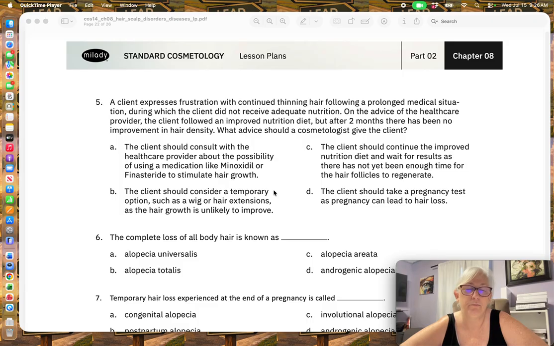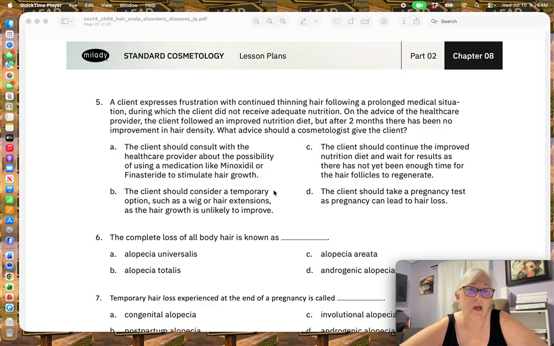Milady's very big on this. So A, the client should consult the healthcare provider about the possibility of using a medication like minoxidil or blah, blah, blah. B, the client should consider a temporary option such as wig or hair extensions as the hair growth is unlikely to improve. C, the client should continue the improved nutrition diet and wait for the results as there's not been enough time for the hair follicles to regenerate. Or D, the client should take a pregnancy test as pregnancy can lead to hair loss.